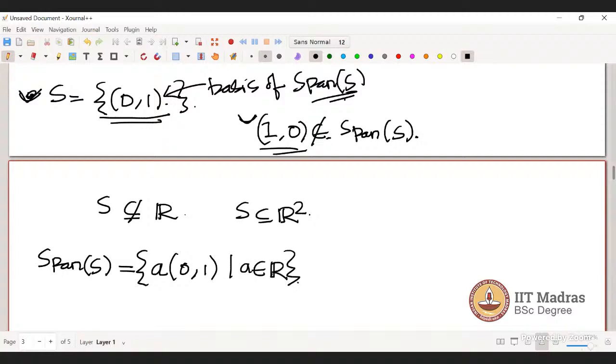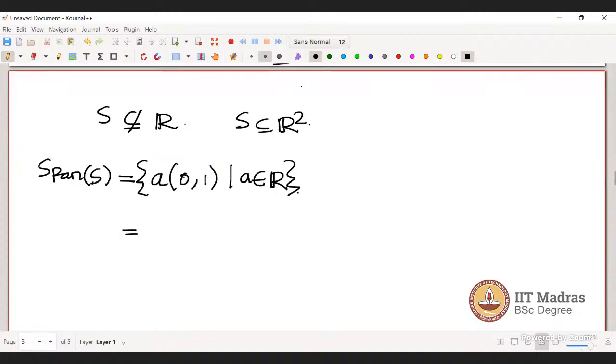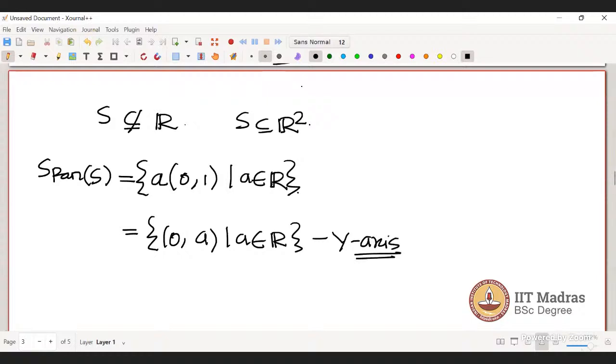It's the y-axis. So basically this is 0, comma a, where a is any number. So this is basically the y-axis. We're taking all the points. So basically you can write all the points on the y-axis as a linear combination of 0, 1.